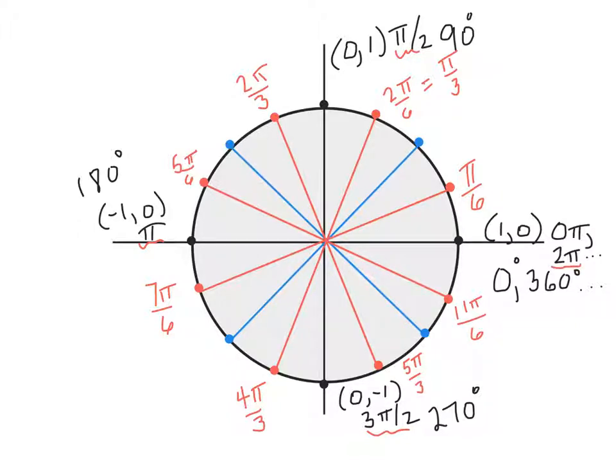Now let's work on the blue. With the blue, we start off at pi over 4. 2 pi over 4 would be pi over 2. 3 pi over 4. 4 pi over 4. 5 pi over 4. 6 pi over 4. 7 pi over 4. And 8 pi over 4 takes us back to 2 pi.